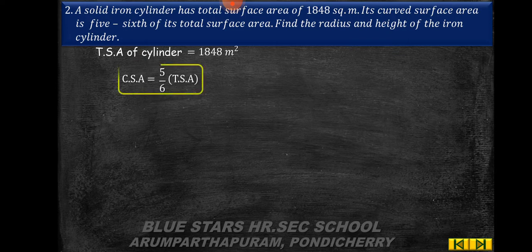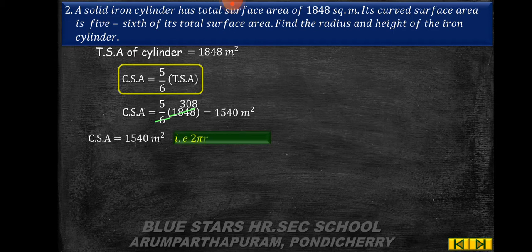So which is nothing but CSA is equal to 5/6 into total surface area value, which is 1848. If you cancel 6 and 1848, it gives 308 times. Therefore, CSA is equal to 1540 meter square. Then CSA is 1540 meter square, that is 2 pi r H is equal to 1540 meter square.